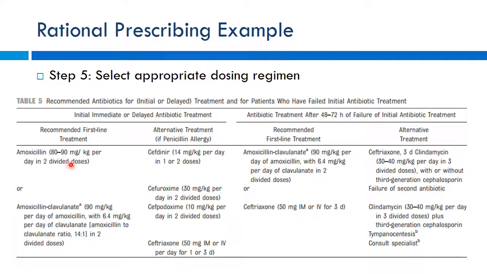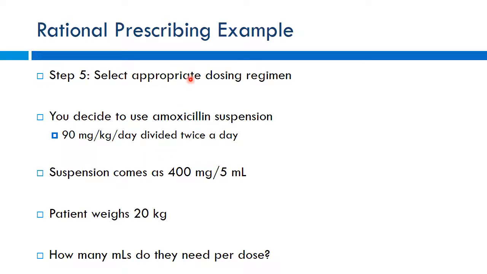Okay, so I know that I can go ahead and give that. If they're allergic, potentially we can talk about using a drug like cefdinir. We'll cover all this in bugs and drugs when we get to pharm, but just be aware these are things you're going to be looking for, right? Once you make your treatment regimen, you're going to decide, okay, I want to use 90 mg per kilo per day divided twice a day for this kid. Amoxicillin comes as a 400 milligram per 5 mL solution, and the kid weighs 20 kilograms. So how much do I give this kid?